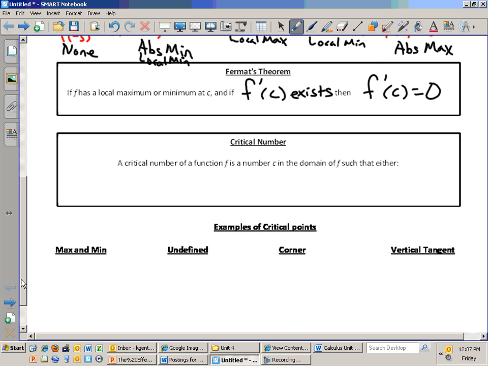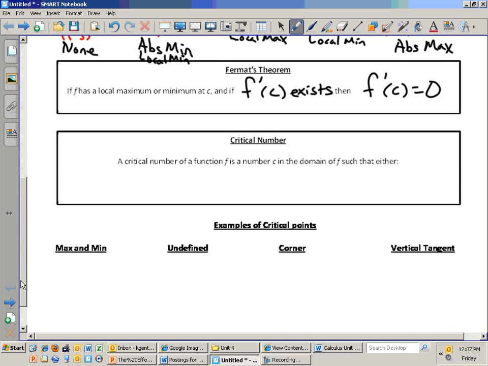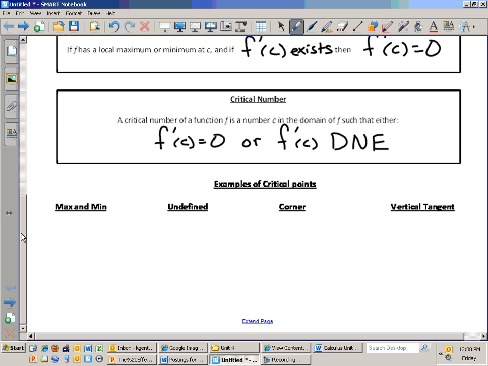Okay? Here's another piece. Critical numbers are things we like to examine. A critical number of a function f is a number c in the domain such that either f prime of c equals 0 or f prime of c does not exist. So as Fermat just talked about, those are local max and mins, we need to make sure that these things fall into place. In calculus, we like to check to see where the derivative is equal to 0 and where the derivative does not exist. Those points are very interesting to us. So let's look at examples of critical points.